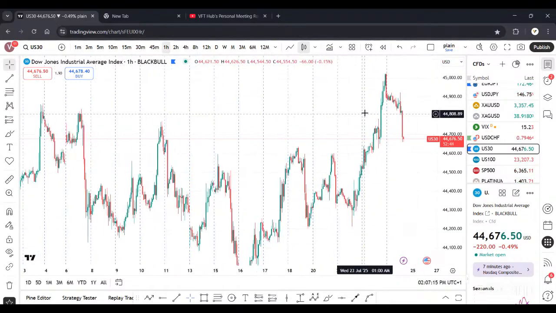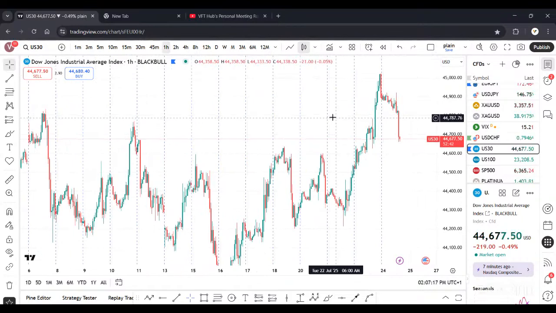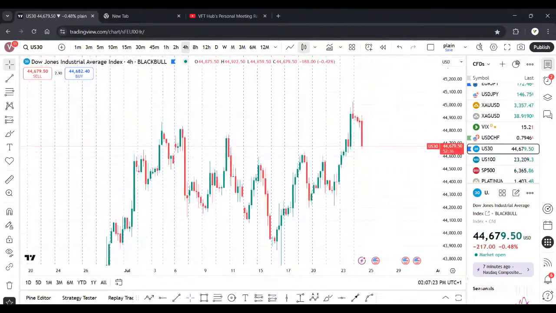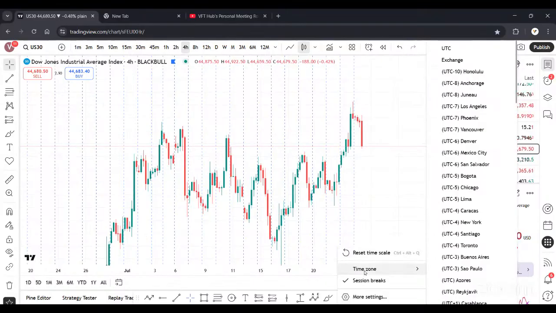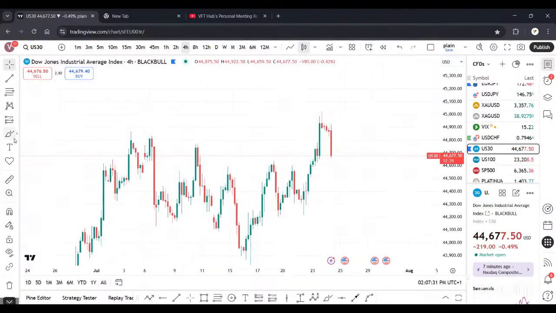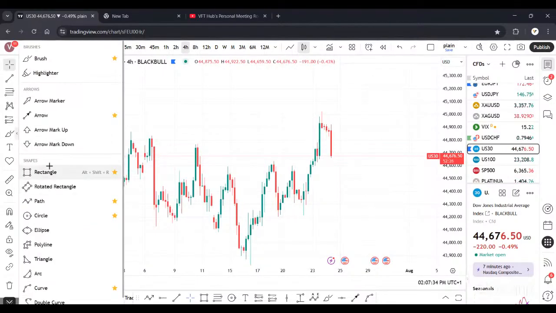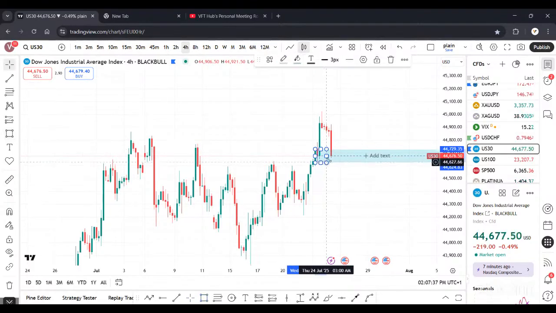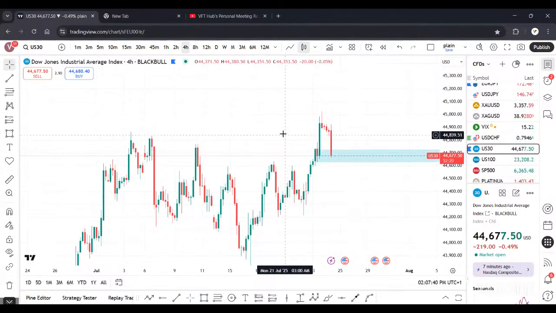This morning I was looking at US 30. I stated very clearly that I'm looking at this zone for a buy, right? This zone for a buy. Price is currently in this zone. One thing I'll be looking out for already.